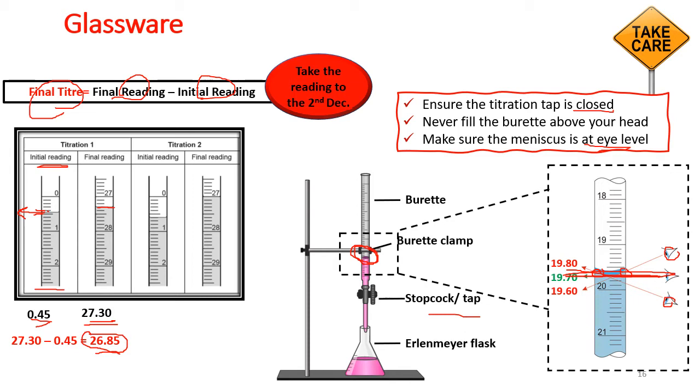Next, can you please try this on your own? I'm having here another example. If this is the initial reading and I'm standing here, what is it? Very good. It's 0.60 to the second decimal. And what is the final reading? 27.00. Perfect. Then how can I get the final titer? Very good. Final reading minus the initial reading, so it is going to be 26.40.